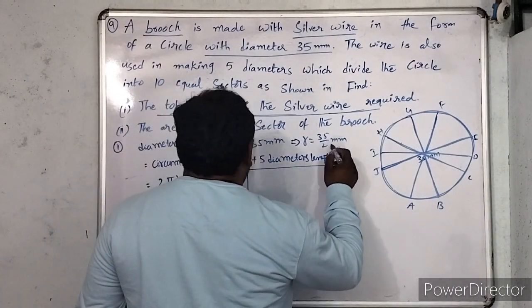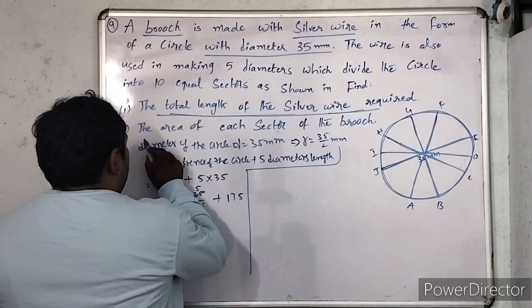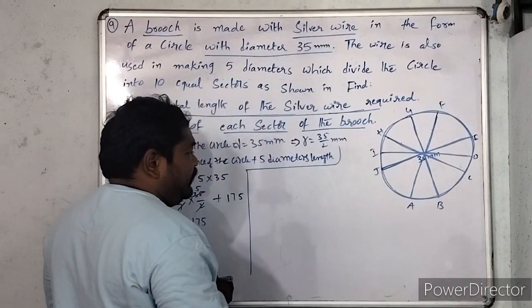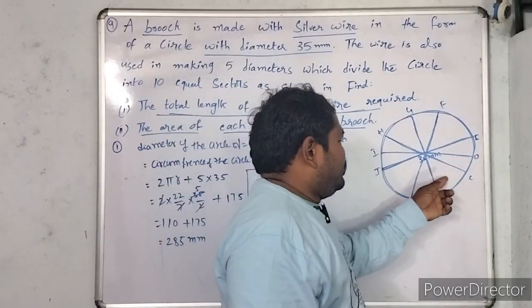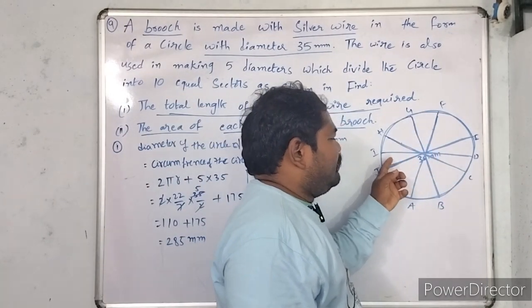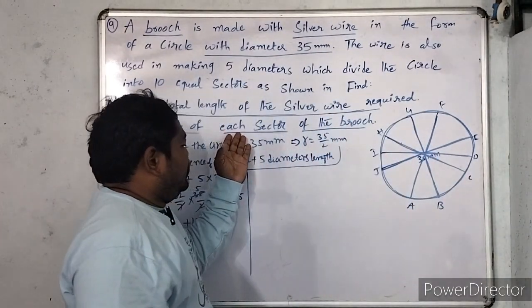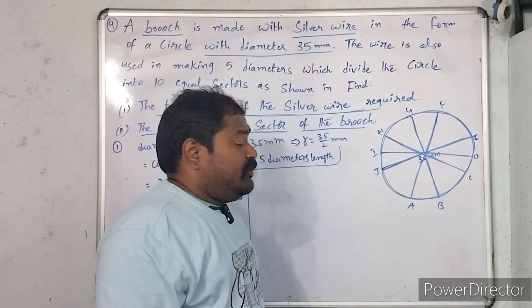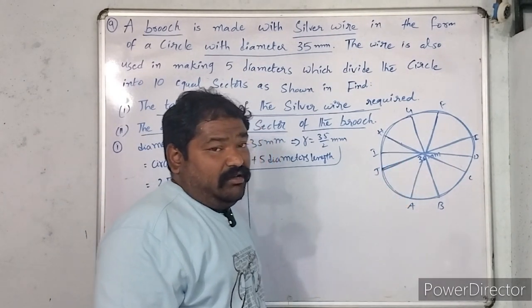What is the second one? The second one is the area of each sector of the brooch. To calculate the area of a sector, we have a formula: theta by 360 into pi r square. But there is no angle given.